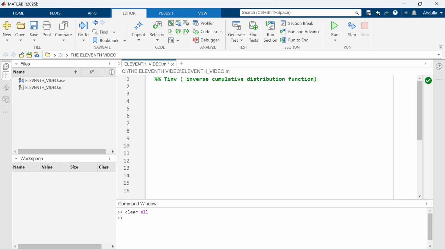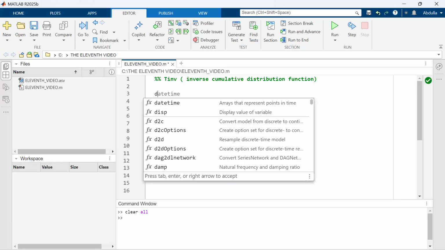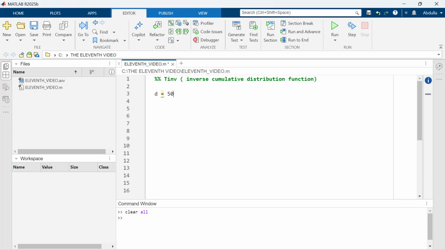For example, if I want to find the 95th percentile of the Student's T distribution with 50 degrees of freedom, how can I do that? By the way, as a coder or programmer, it's very important to translate words into code. As I said in the beginning, the degrees of freedom is 50, so let's create a variable d equal to 50. And then p equal to 0.95.